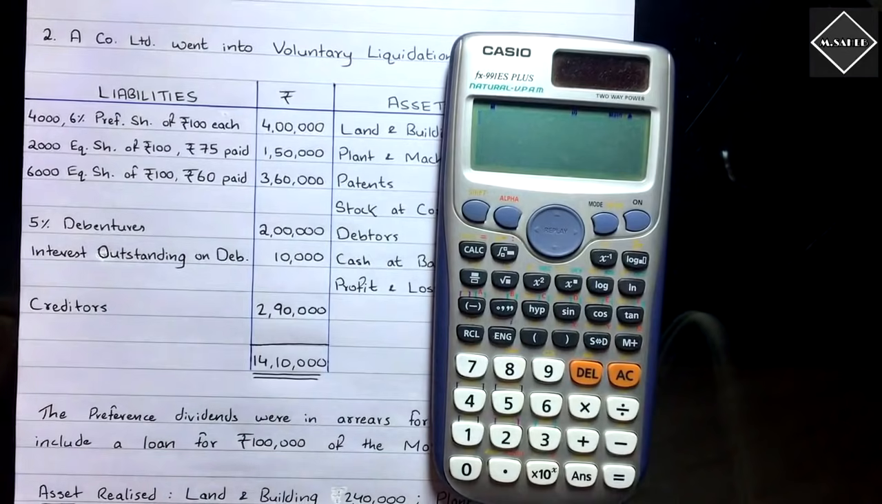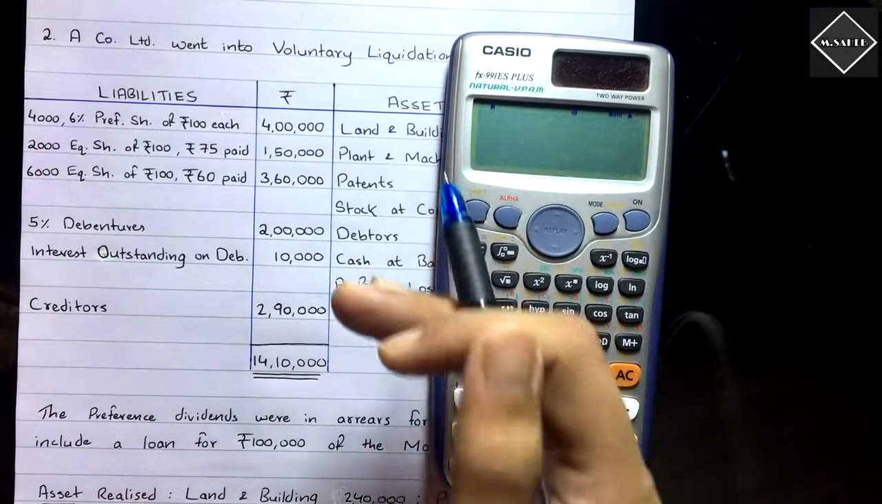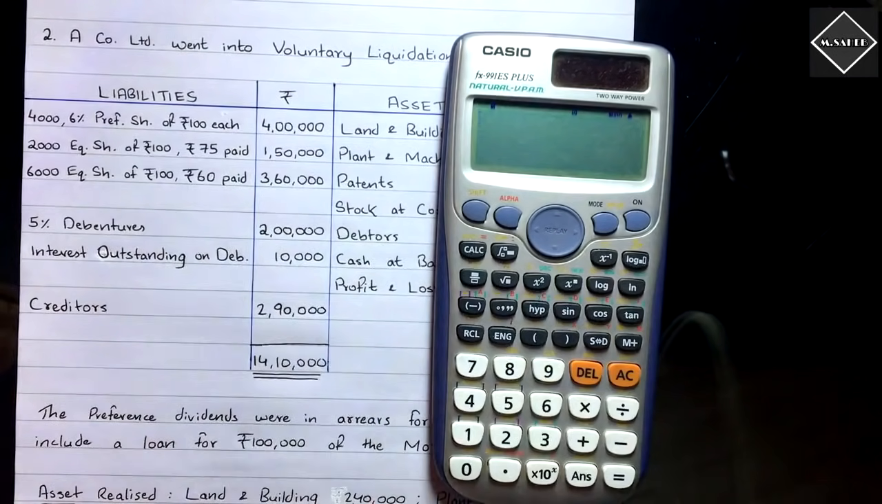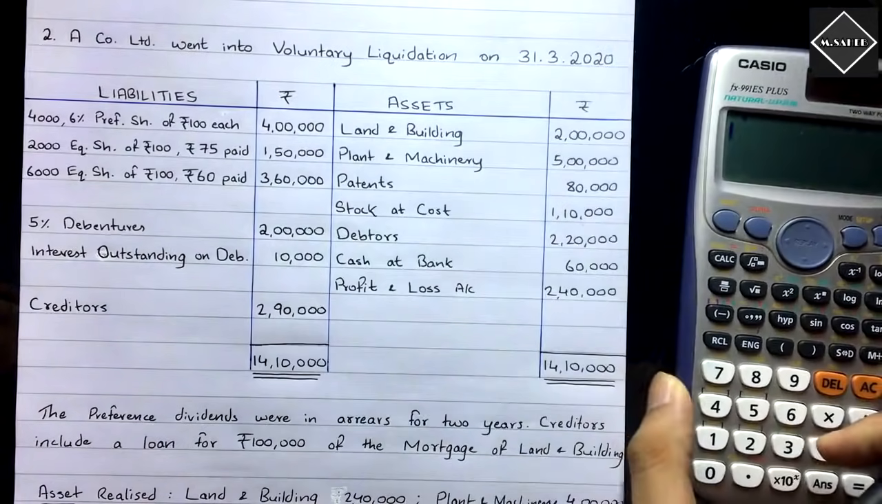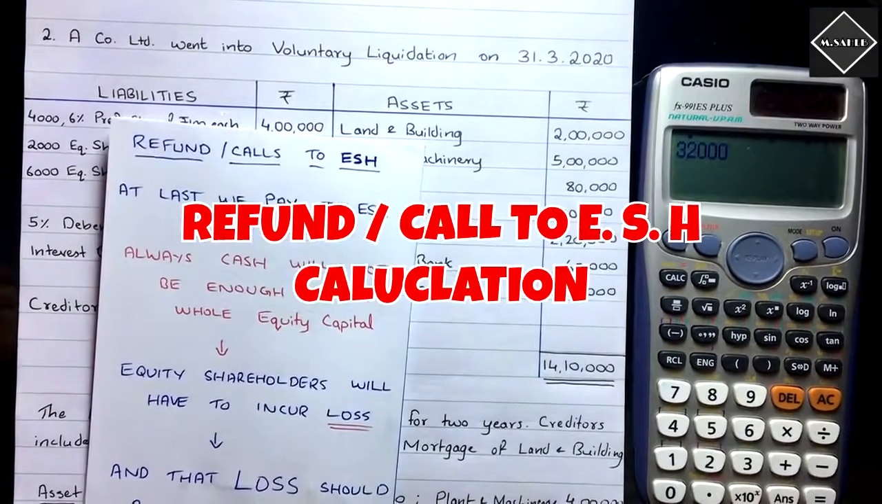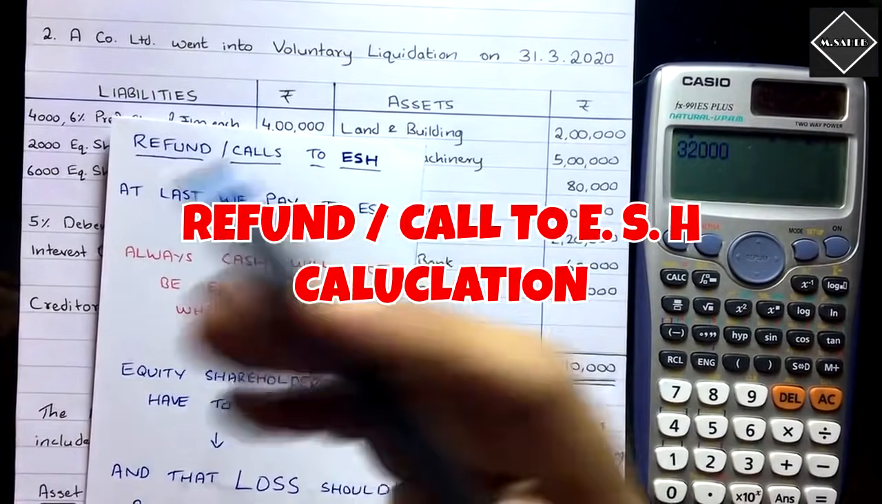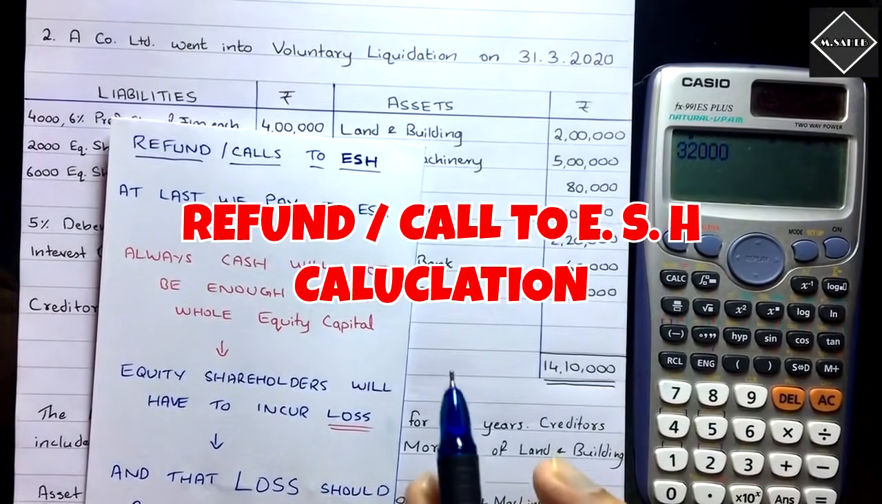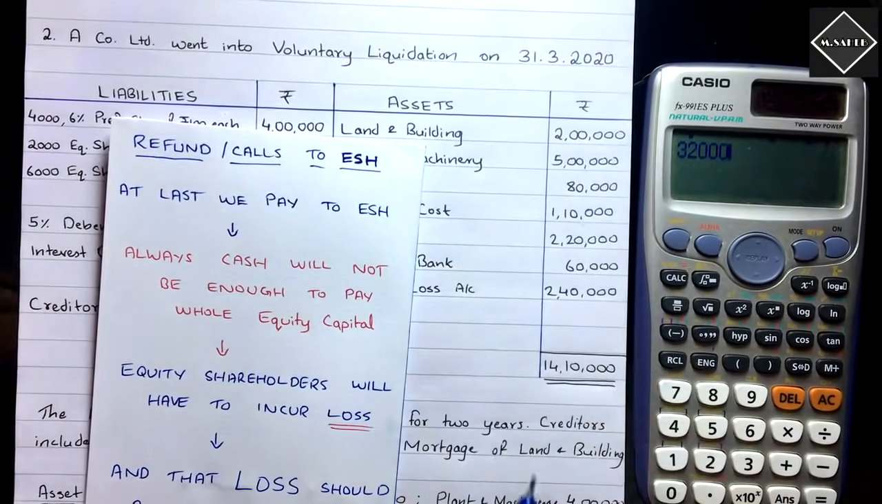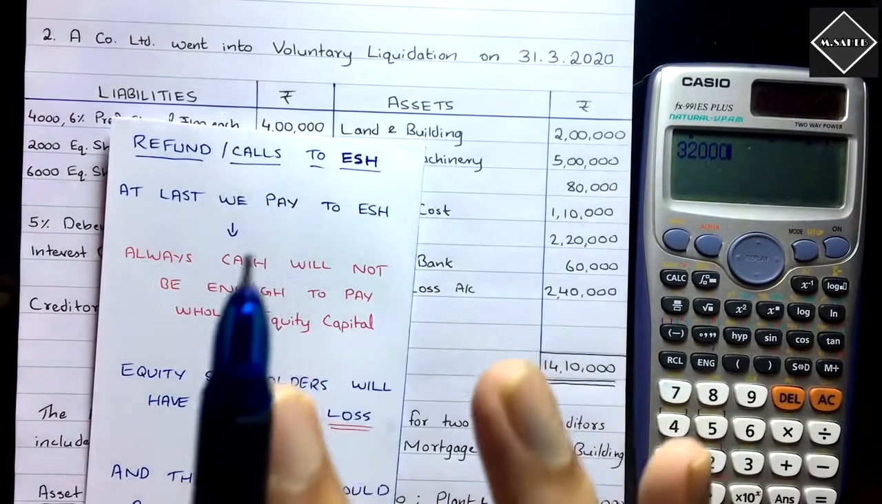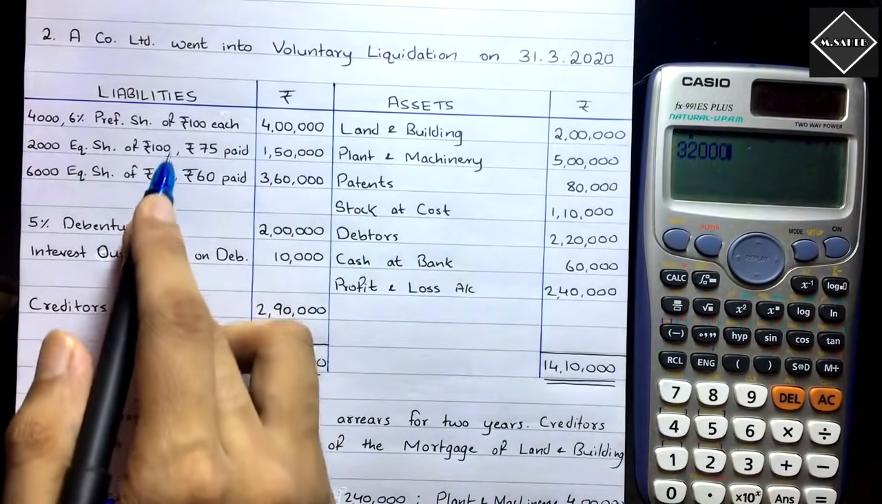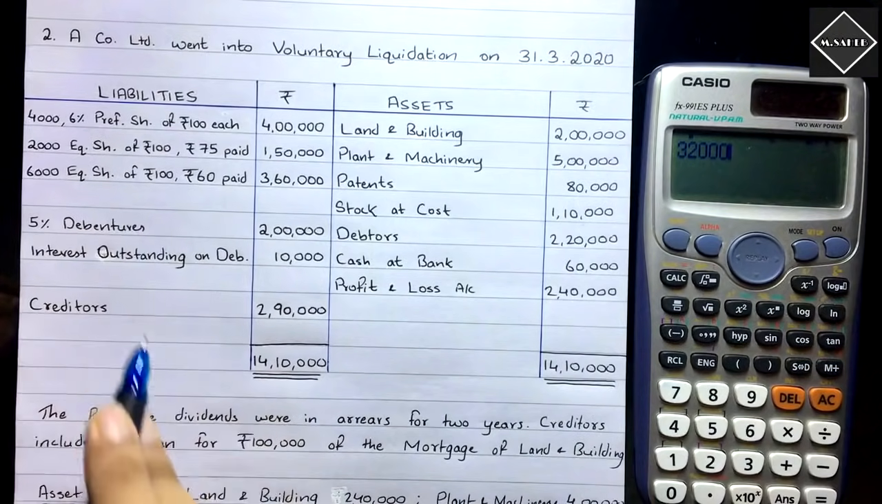Let's understand how to refund or make a call to the equity shareholders. We have to understand that. That's very, very important, right? So now let's understand this refund or the calls that we have to make to equity shareholders, right? So here there is an important calculation that we have to make to exactly know how much to refund or make a call to each of these classes of equity shareholders.